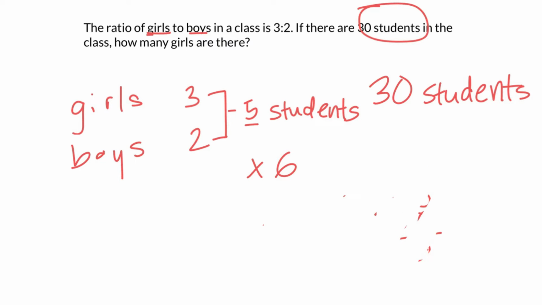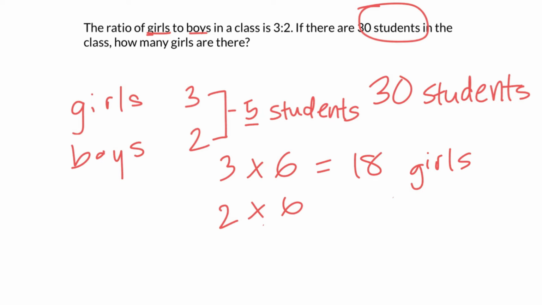So what does this mean for the ratio? Well, it means that every other number in that ratio should be multiplied by 6 in order to get the actual amount of boys or girls that I have, because 5 times 6 gave me the 30 students that I have in this particular example. So if I multiplied the 3 by 6, that gives me 18 girls. And if I multiply the 2 by 6, that gives me 12 boys.